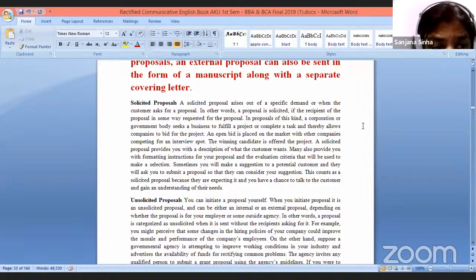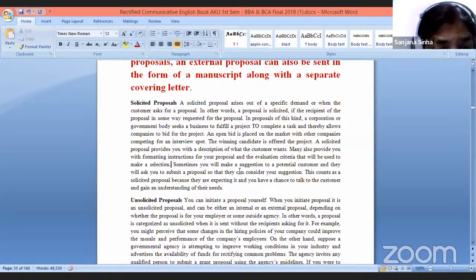In proposals of this kind, a corporation or government body seeks a business to fulfill a project, to complete a task, and thereby allows companies to bid for the project. An open bid is placed in the market with other companies competing for an interview spot. The winning candidate is offered the project. A solicited proposal provides you with a description of what the customer wants. It means you have to give in detail how well you are suited for this kind of job. Many also provide you with formatting instructions for your proposal and the evaluating criteria that will be used to make a decision, make a selection.